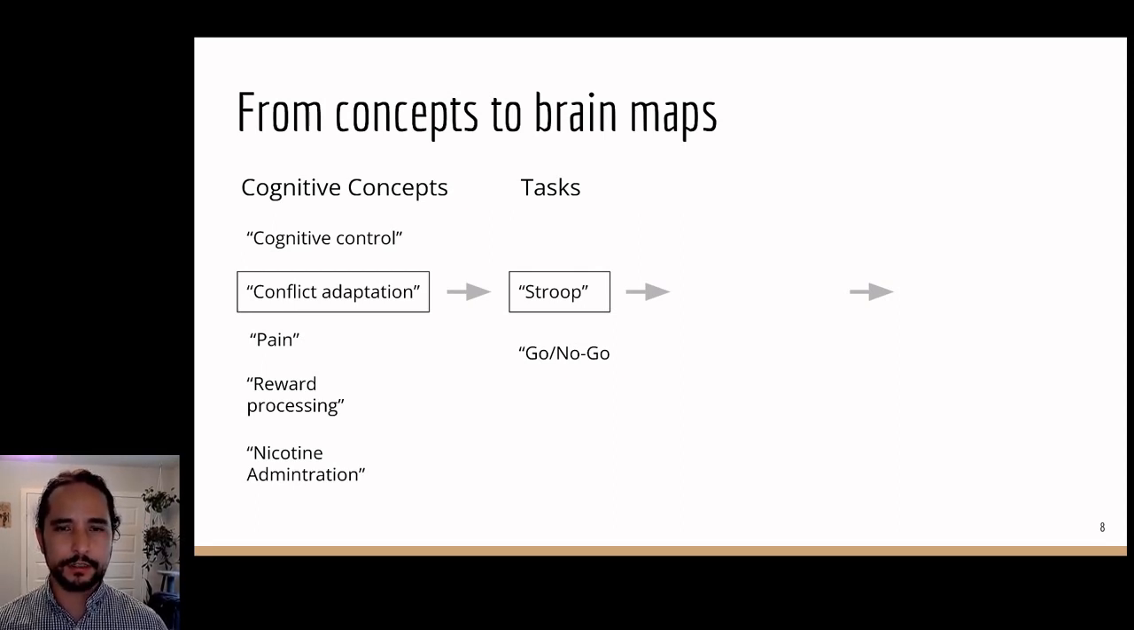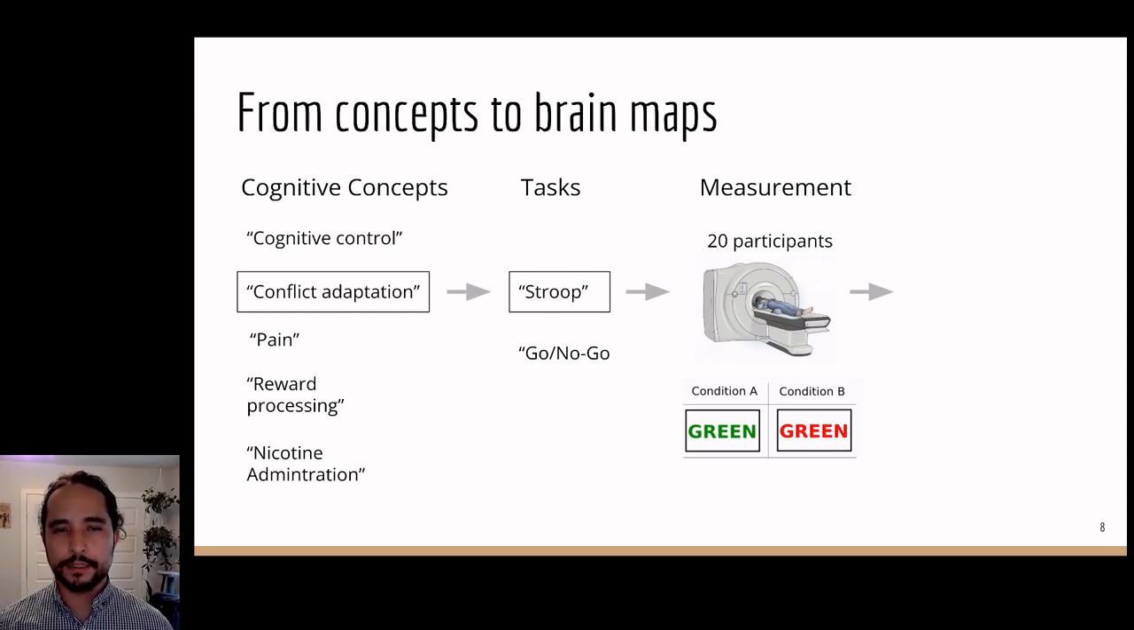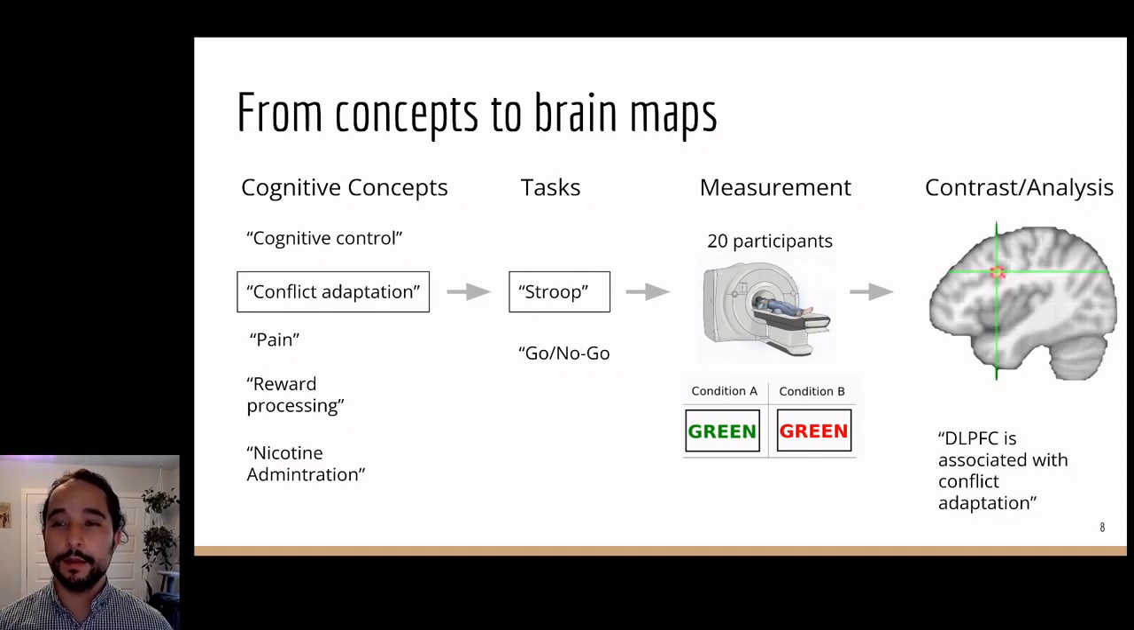So taking a look at just the Stroop task, we could use that as a measure of conflict adaptation in a sample of participants. So for example, 20 participants undergo fMRI and they see a congruent condition and an incongruent condition. And the difference between the incongruent and the congruent condition is going to reflect the process of conflict adaptation. So when we perform this contrast between these two conditions, we might see the DLPFC is active. So then we could say DLPFC is associated with conflict adaptation.